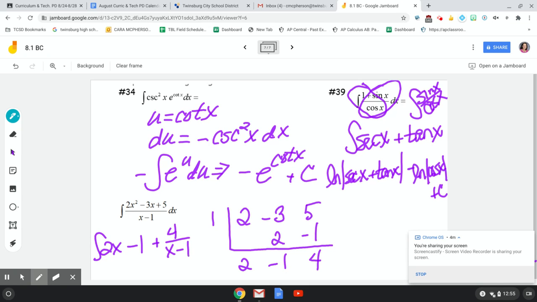The integral of 2x is x squared. The integral of minus 1 is minus x, and the integral of the last term is 4 natural log of x minus 1 plus c.